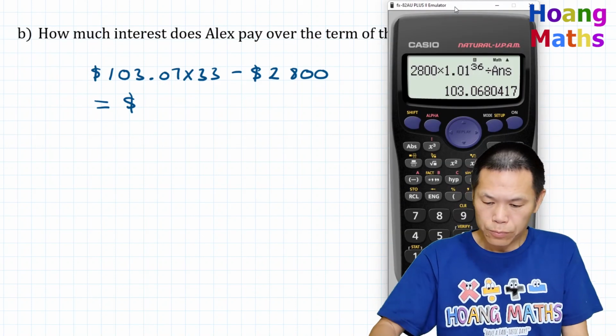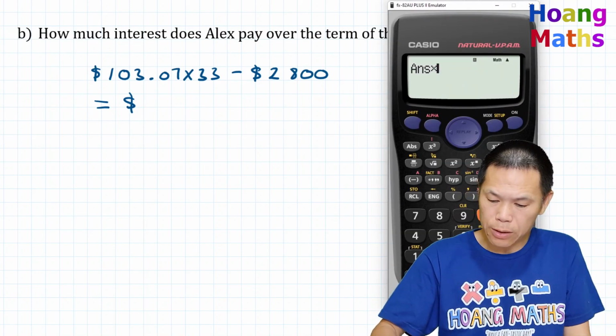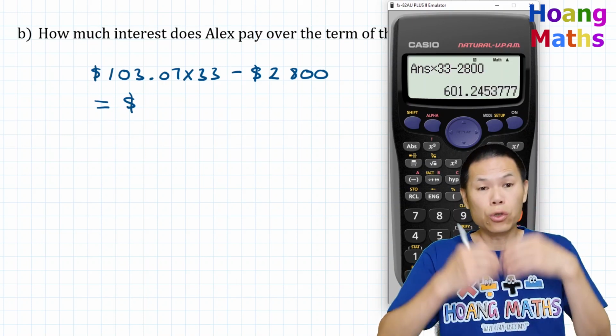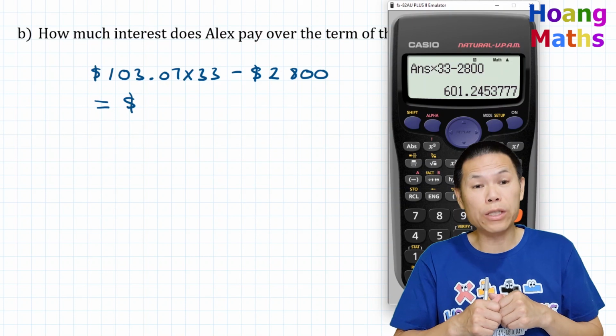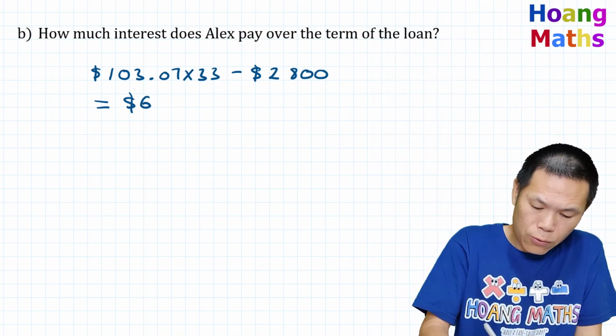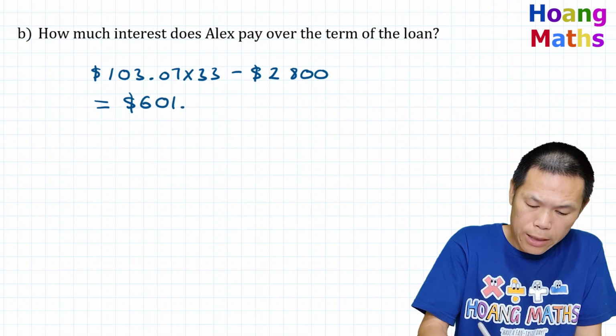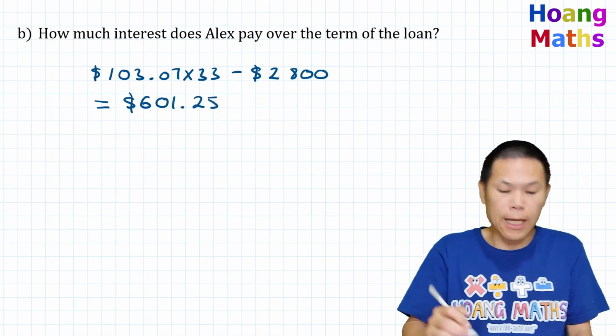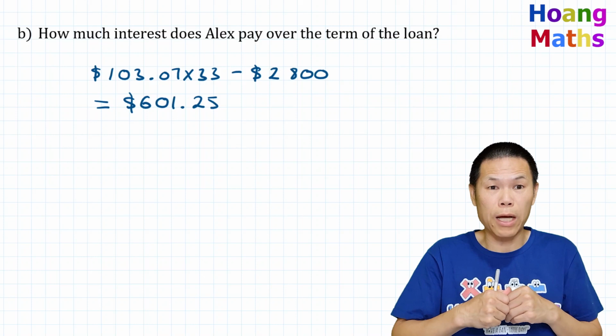So just use the calculator, okay? I just go answer times 33, then we minus 2,800. So there you go, $601.25. That is the interest that Alex needs to pay.